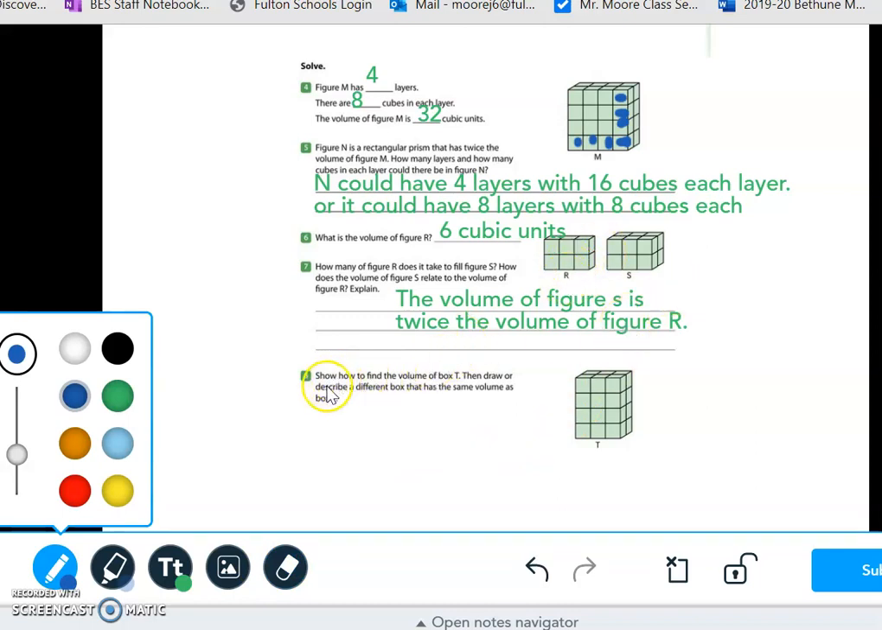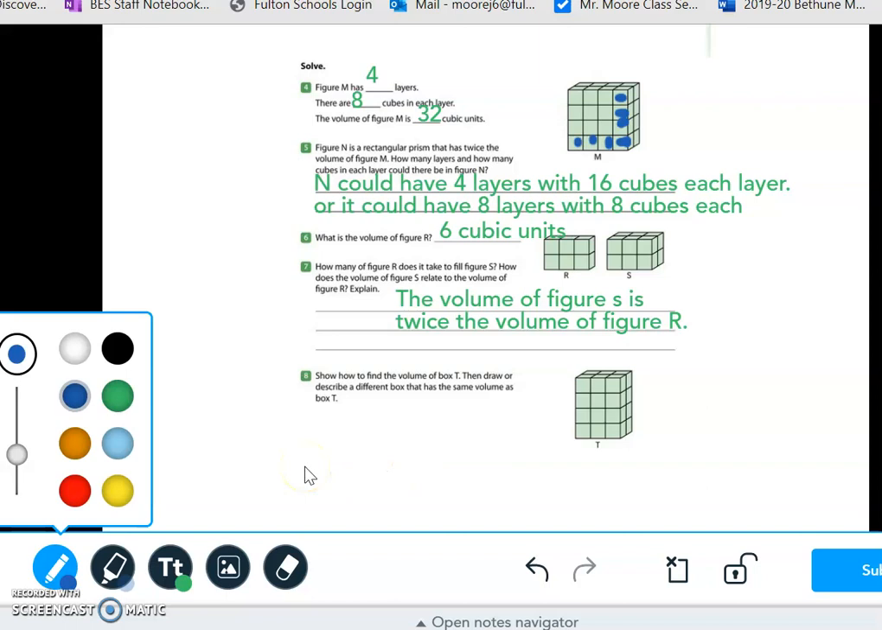So it says for 8, show how to find the volume of box T. Then draw or describe a different box that has the same volume as box T. To find the volume for box T, we want to find out how many cubes are on each layer. That's 1, 2, 3, and we have 2 rows, so that's 6 cubes on each layer. Then multiply by the number of layers, which is 1, 2, 3, 4. So that's 6 by 4, which would be 24. The volume of T is 24 cubic units.